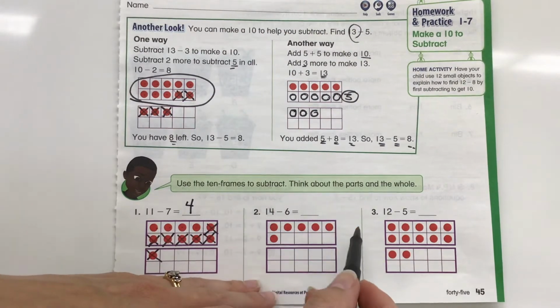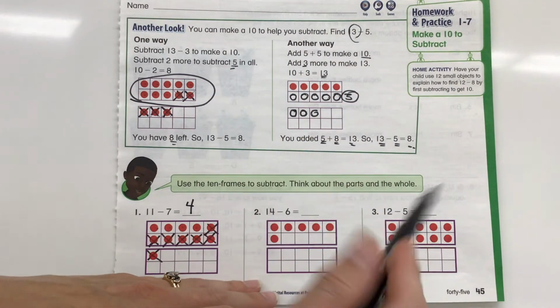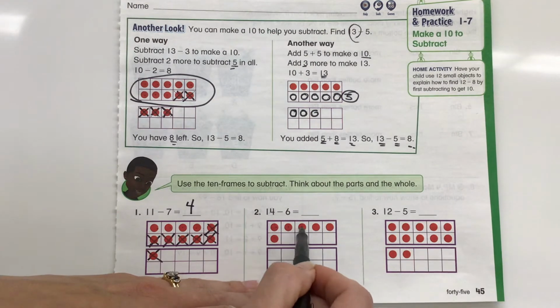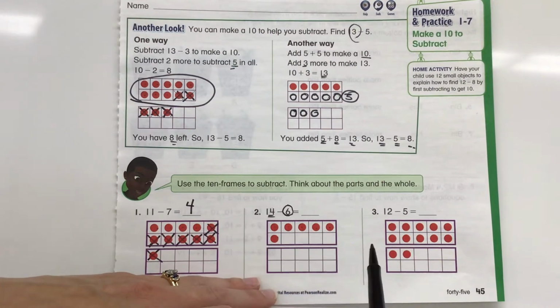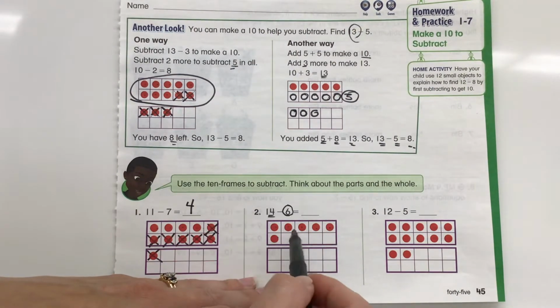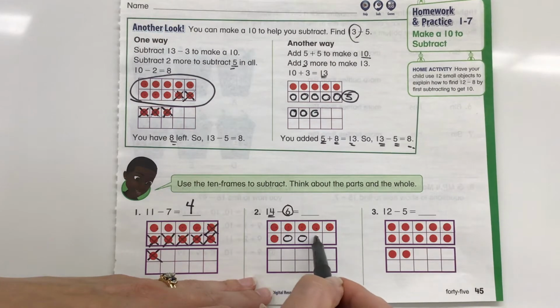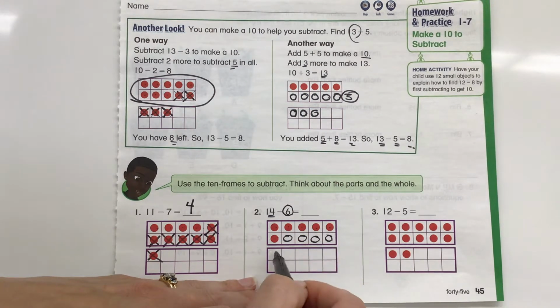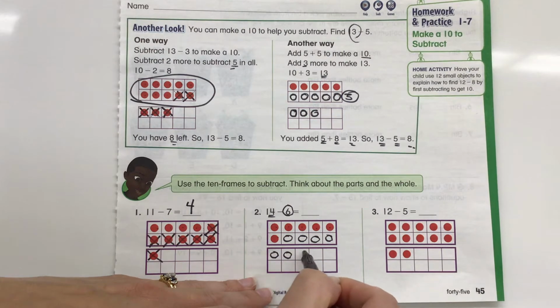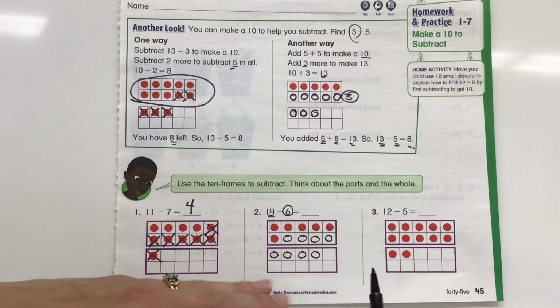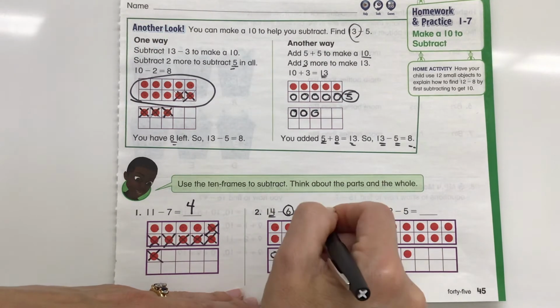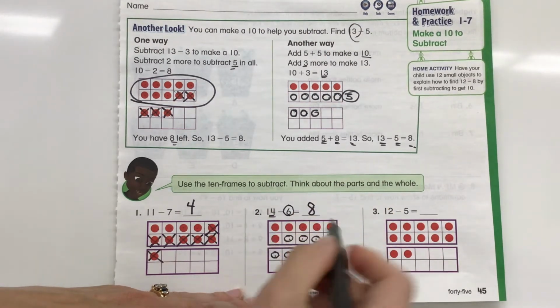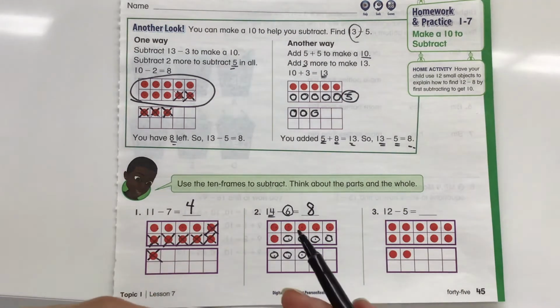Now we have 14 minus 6. There's not 14 counters here, so let's take a look at what we need to do. We have 1, 2, 3, 4, 5, 6. So I know I have 6. We need to count up to get to 14. So let's count up. We have 6, 7, 8, 9, 10, 11, 12, 13, 14. Now let's count how many we had to draw. 1, 2, 3, 4, 5, 6, 7, 8. So I know that 14 total minus these 6 gives us 8 more.